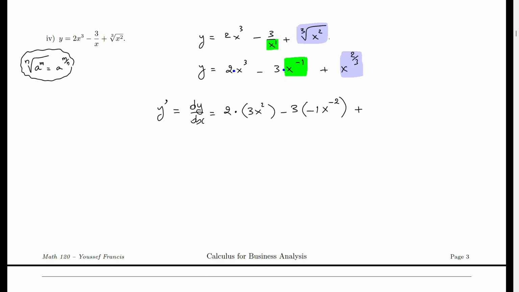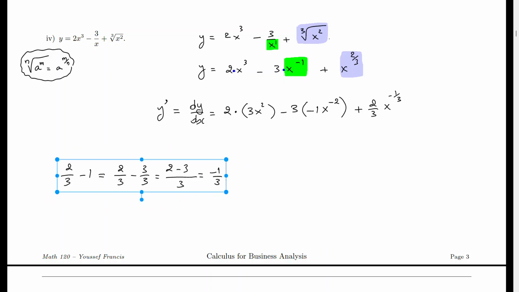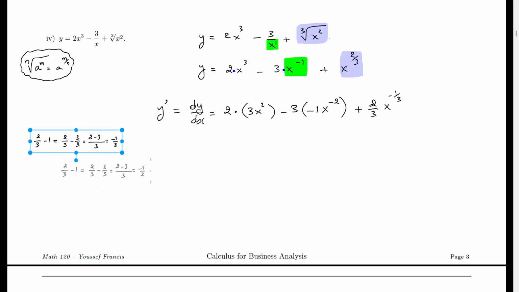And finally, derivative of x to the 2/3, that's 2/3 x to the power of -1/3. Where did the -1/3 come from? Well, 2/3 minus 1, that's the same thing as 2/3 minus 3/3. They have the same denominator, so now we just do 2 minus 3, which is -1 all divided by 3. So that's how the -1/3 came about.